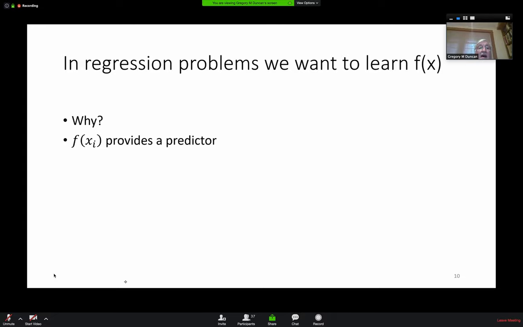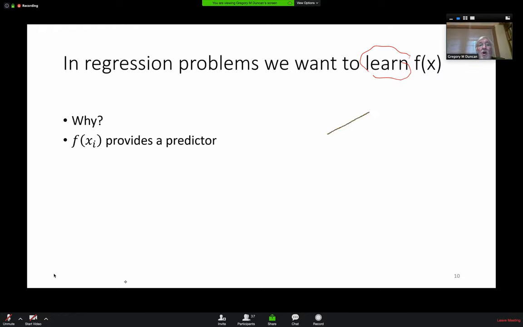F of x provides a predictor. By the way, you notice I said the term learn. In the past, you probably said, oh, we want to estimate f of x. Well, here we want to learn. Learn and estimate are pretty close to the same thing. Not necessarily exactly the same thing, but for this course, close enough that when I say statistical learning, you suddenly go, oh, are you just saying we're going to learn how to estimate stuff? Yep, that's what I'm saying.